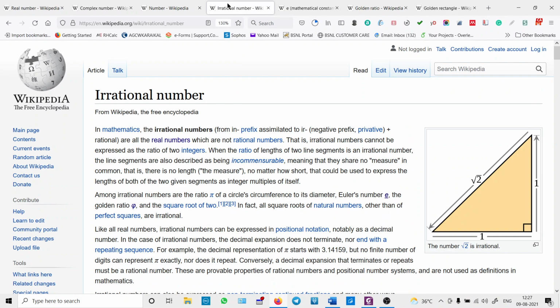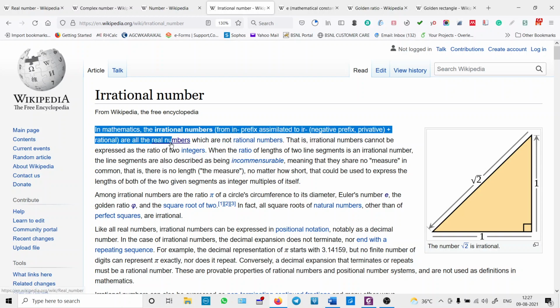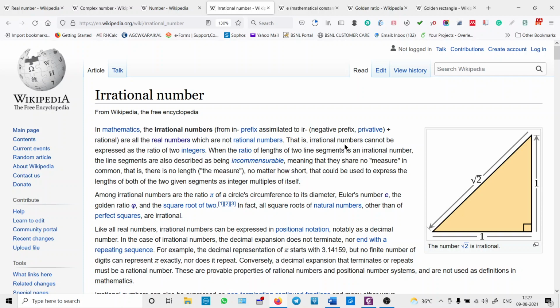I already told you what a rational number is. A number which is not a rational number, we call it an irrational number. So that is the definition of an irrational number. In mathematics, irrational numbers are real numbers which are not rational numbers. Irrational numbers cannot be expressed as the ratio of two integers, as I said before. It cannot be formed as a ratio. That is why it is called irrational.